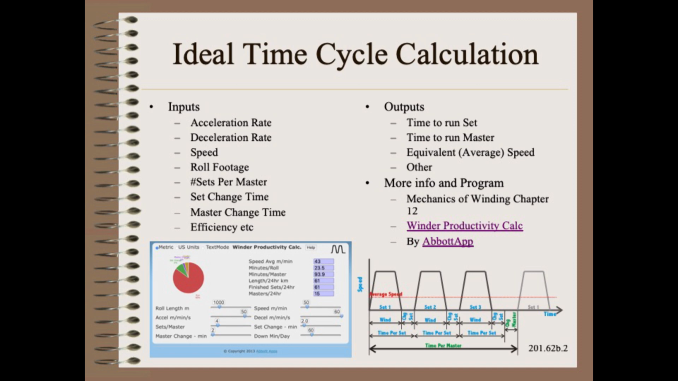Even easier yet is a free online app, Winder Productivity Calculator by Abbott Apps. The inputs at the bottom can be entered via text box or as sliders as shown in this example. Various productivity measures are given on the upper right hand, while the upper left shows a pie chart of how the activities are being proportioned on that machine.